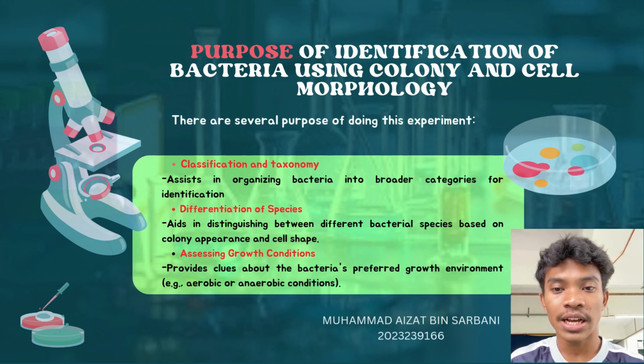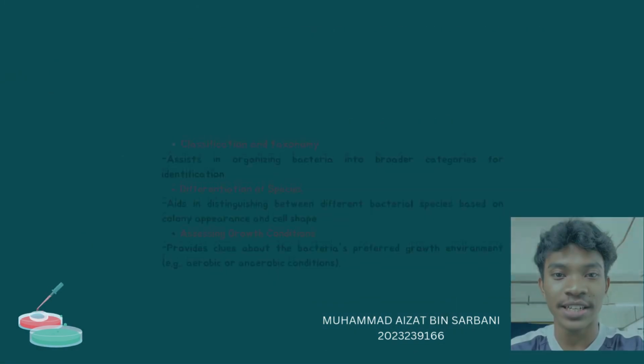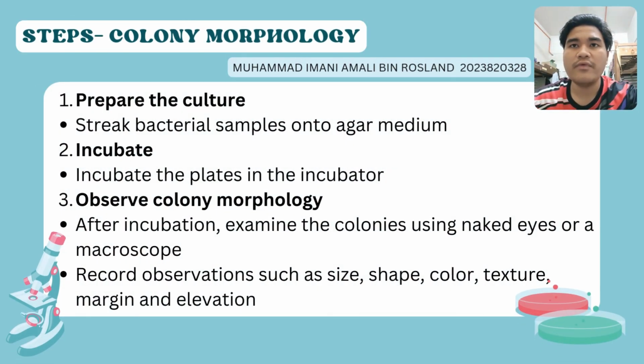Lastly, assessing growth condition. This is because it provides clues about the bacteria's preferred growth environment, such as aerobic and anaerobic conditions. Now we take a look at colony morphology steps. The first one is we need to prepare the culture. Take a sample and streak it on an agar plate using aseptic techniques. The goal of streaking is to isolate single bacterial colonies. Each colony typically arises from one bacterial cell.